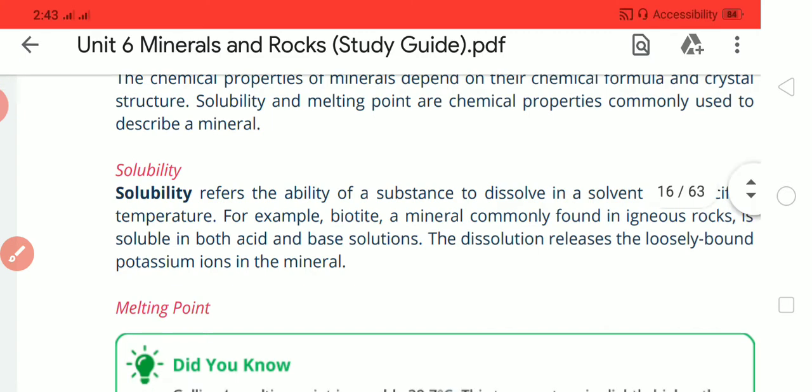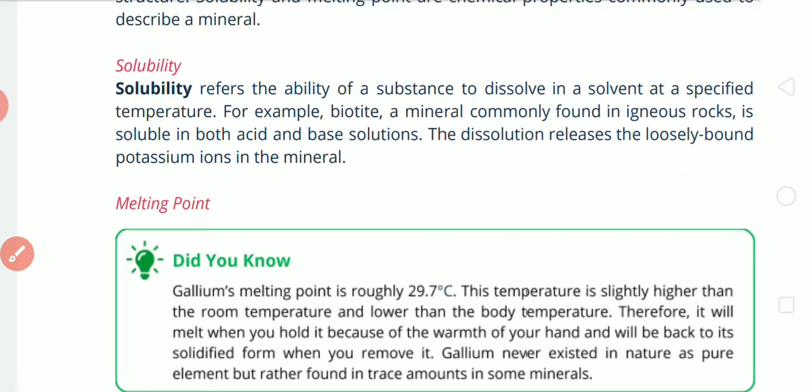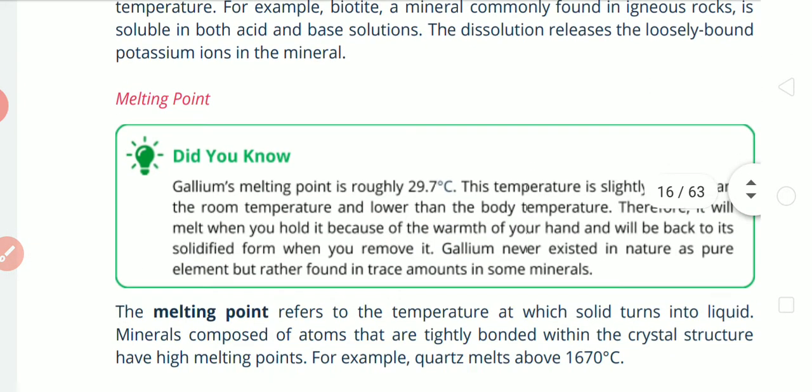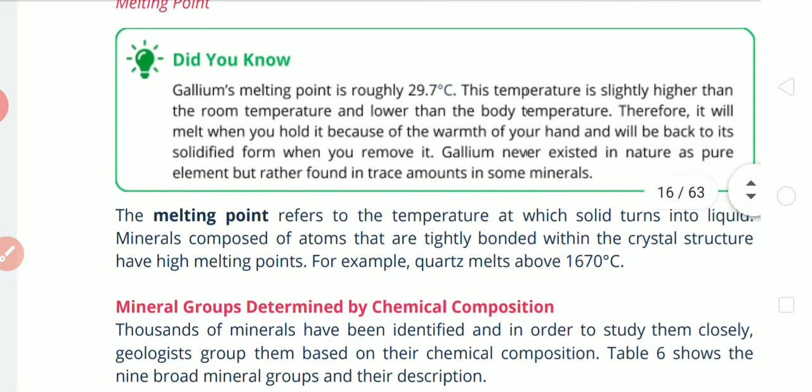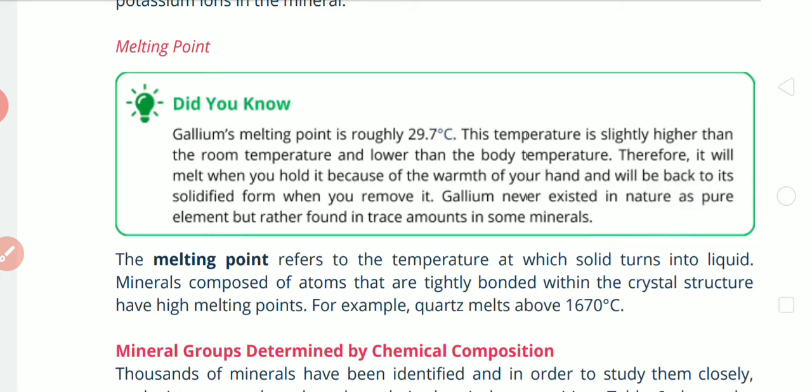Now, next to solubility that pertains to chemical properties of minerals is melting point. So, melting point refers to the temperature in which solid turns into liquid. Minerals composed of atoms that are tightly bonded within the crystal structure have high melting points. For example, quartz melts below 1670 degrees Celsius.